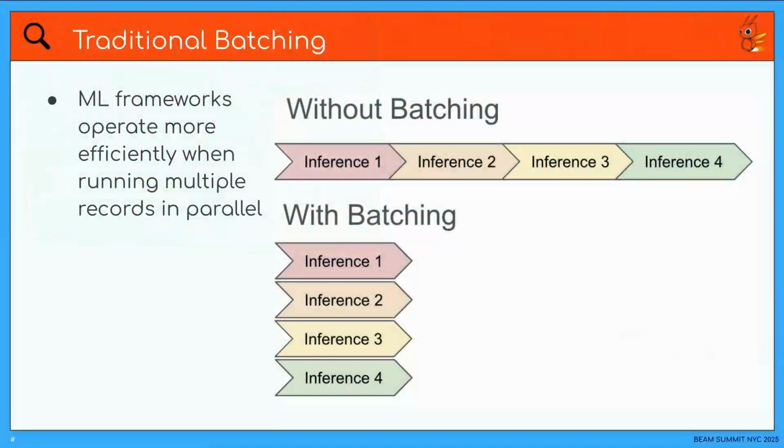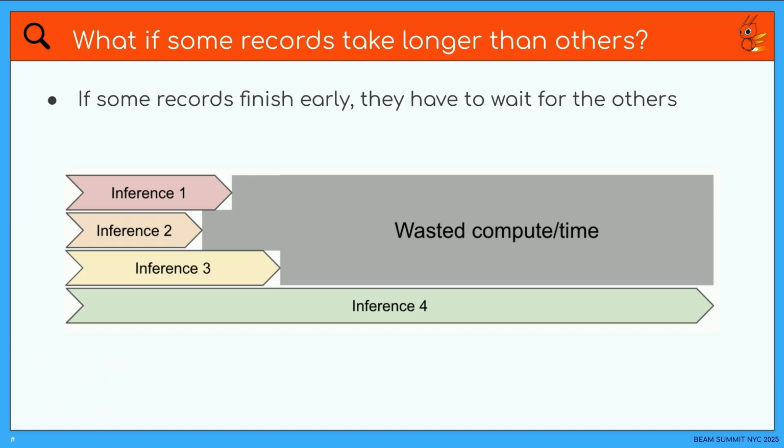So when we think about batching, traditionally when you've got a machine learning framework, you want to have batching so that you can do some of these tensor parallel operations more efficiently. The TLDR is it's faster to do 4 things at once instead of doing them in sequence. Most models are optimized for these kinds of operations. There are some problems here though.